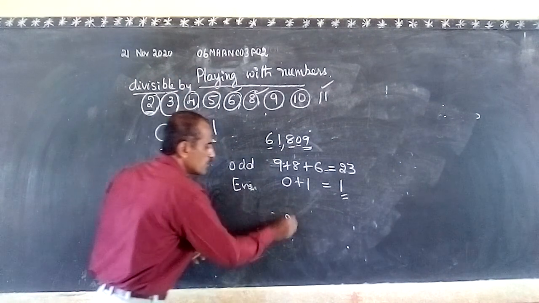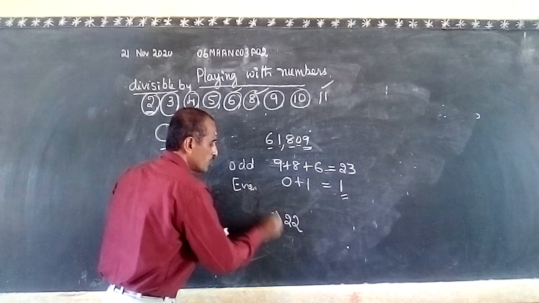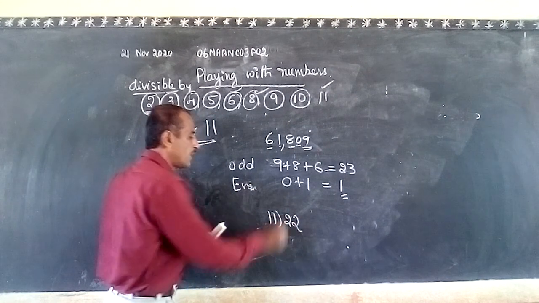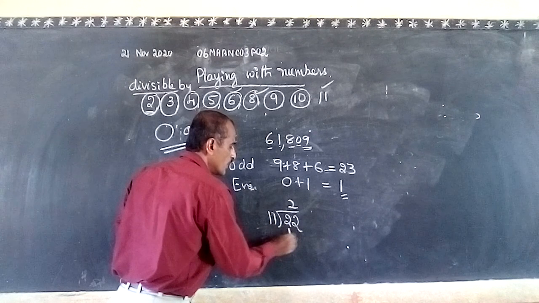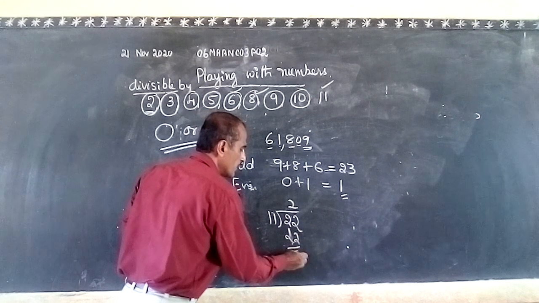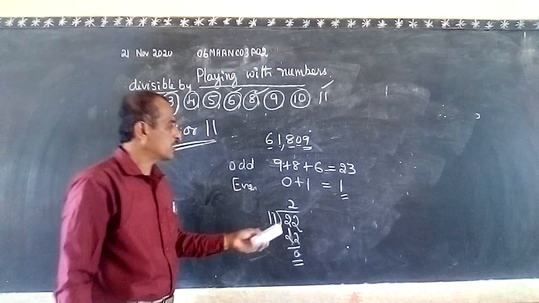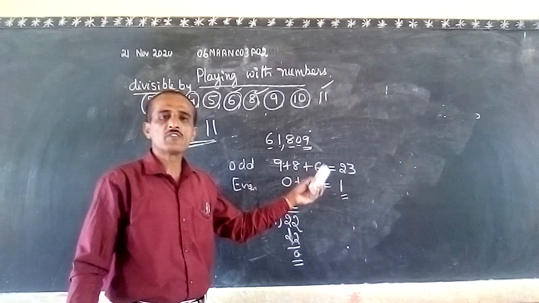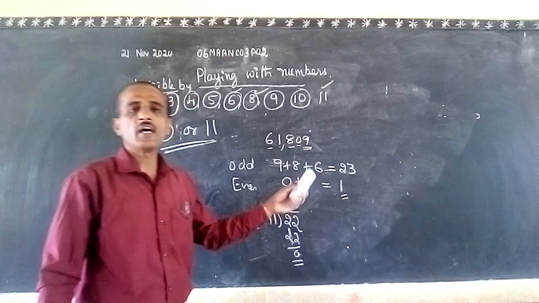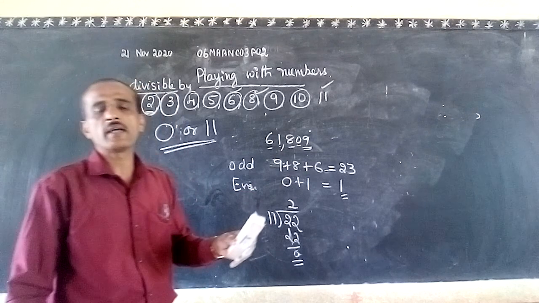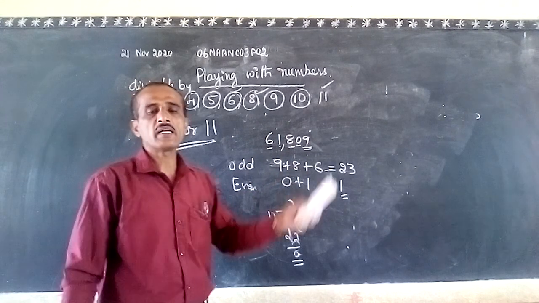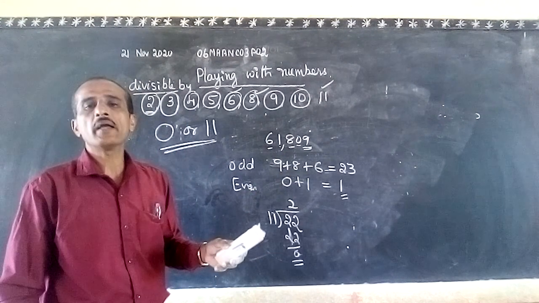Whether 22 is divisible by 11? Yes, we can divide 22 by 11. 2 times. 11 twos are 22. Therefore, the difference of the sums is divisible by 11. Therefore, the given number 61,809 is also divisible by 11.